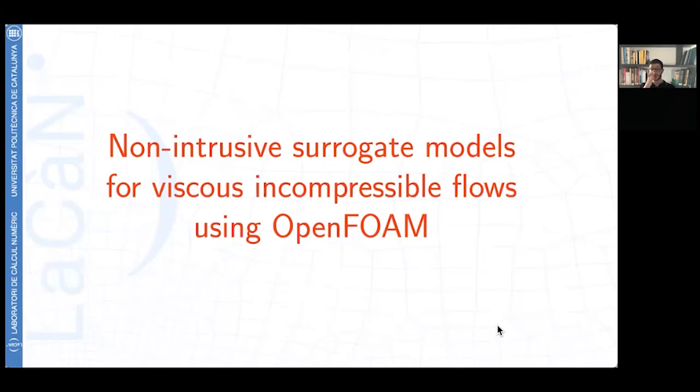So the first contribution that I want to show you is the construction of surrogate models that are non-intrusive with respect to OpenFOAM. OpenFOAM, as many of you know, is one of the standards in terms of CFD solvers available. It's open source, but also available generally in the industry.